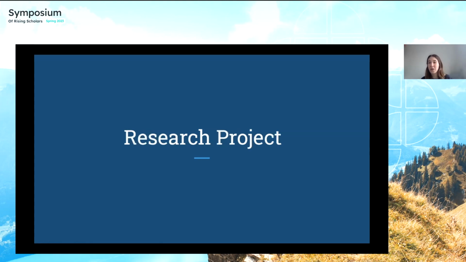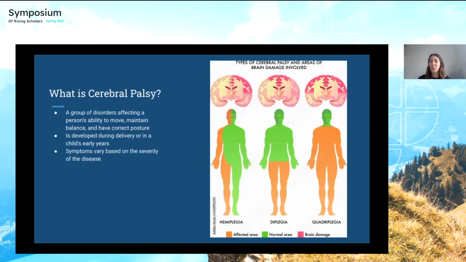Now that I've shared a little bit of the background behind the start of my project, I'm going to dive deeper into the research I conducted and the outcome. So what is cerebral palsy? Cerebral means the brain and palsy means weakness in the muscles. Cerebral palsy is a group of disorders that affects a person's ability to move, maintain balance, and have correct posture. It can either be developed in delivery or in a child's early years.